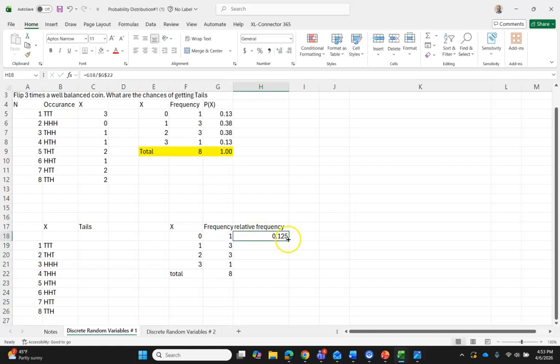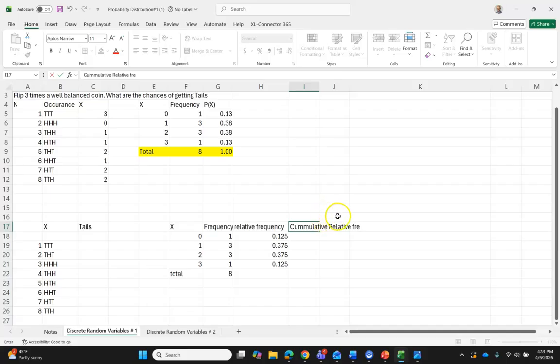So now we can copy the formula way down up to here. So you can see we have relative frequency. In fact, they are probabilities. And also you can find cumulative probabilities. Cumulative relative frequency.